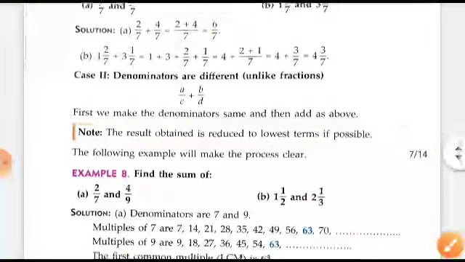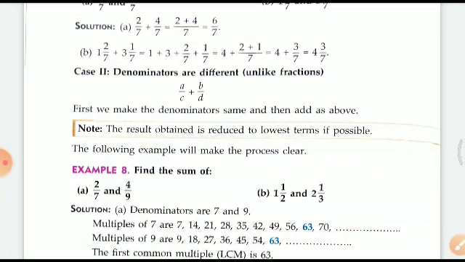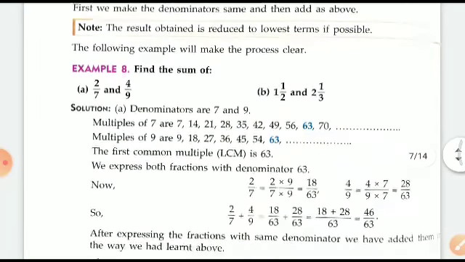Similarly, in case of mixed fractions, see the denominator in both is the same, 7 and 7. Now if the denominators are different, what we should do, just like in the previous exercise, we have seen how to make the denominator the same. Take the LCM and then multiply numerator and denominator by a number so that the denominator becomes the LCM, right? And then we need to add them. So find the sum of 2 upon 7 and 4 upon 9.